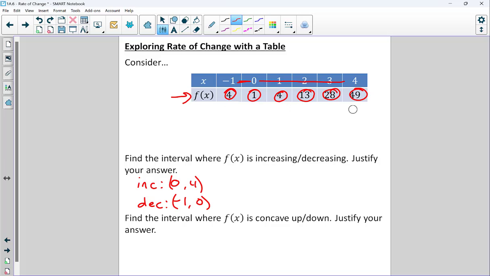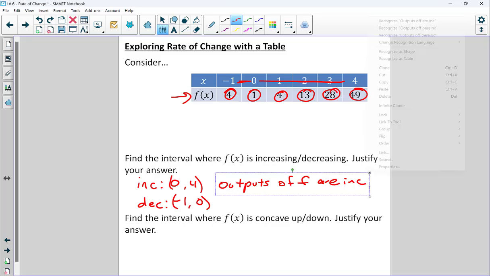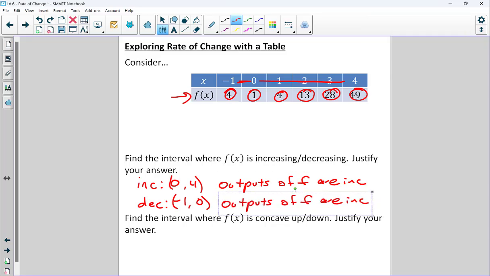Well, since I just looked at the outputs to determine the answer, I could simply say because the outputs of f are increasing. And then likewise, I can say the outputs of f are decreasing. Perfectly legitimate answer. The definition of increasing from day one of precalculus was that if the outputs are increasing, the function is increasing. If the outputs are decreasing, then the function is decreasing. That's exactly what's happening here, so that's how I justified my answer.